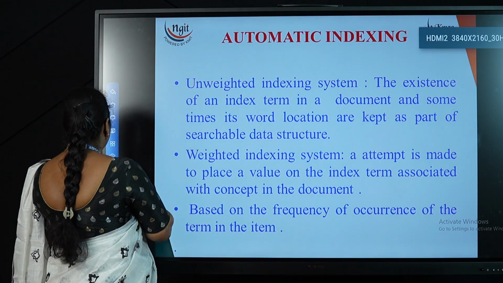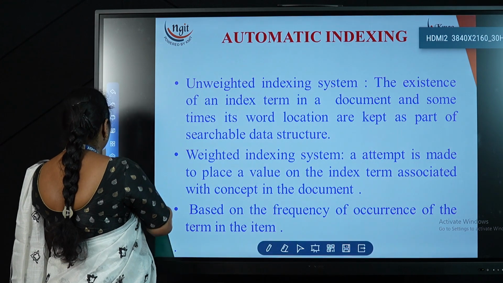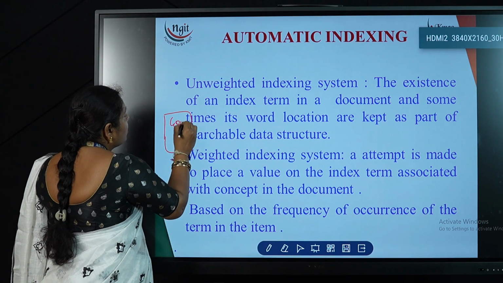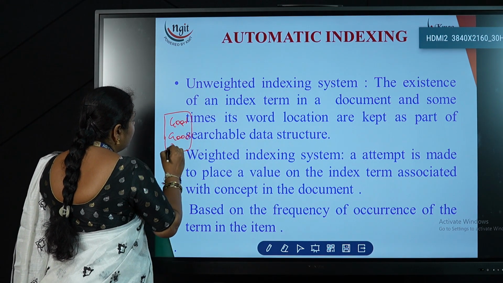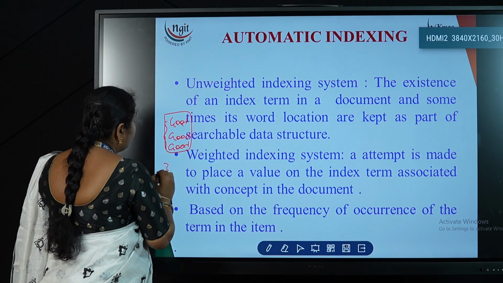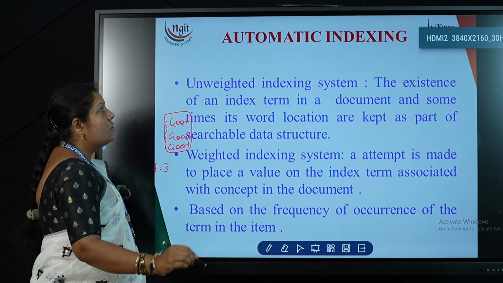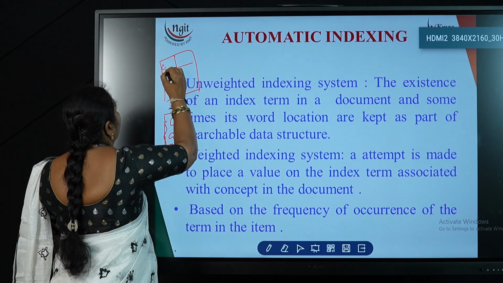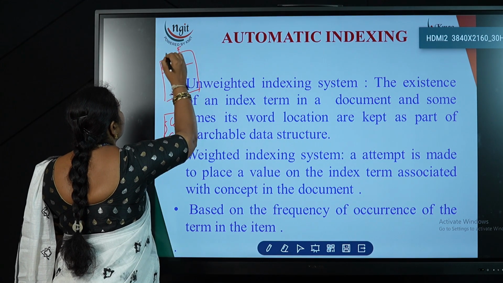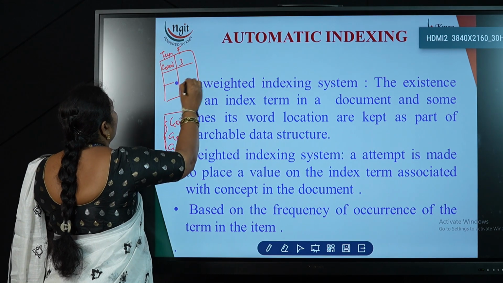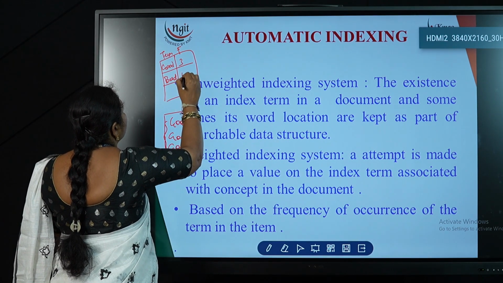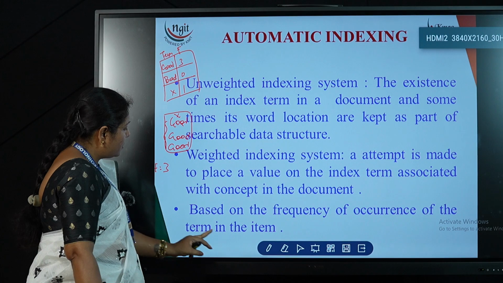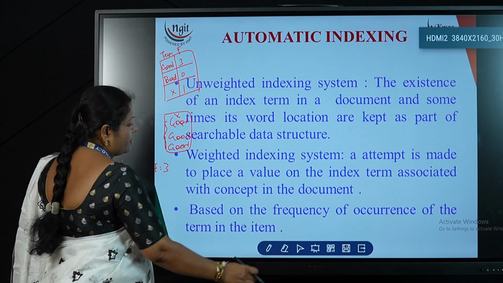If I am taking one document over here, how many times is good repeated? If I am writing good, the frequency of good is 3, F equal to 3. Similarly, I take the frequency, and this is my weighted index document. I'll write your frequencies, this is 2. I'll take bad, I have only 0. Suppose I have one more term called X, frequency is 1. So this is the weighted indexing.